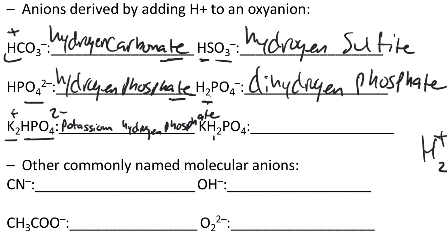And then if you go to H2PO4, you recall that was just a minus. That only takes 1 K plus. So KH2PO4 would be potassium dihydrogen phosphate. And so dihydrogen for the 2 H pluses.